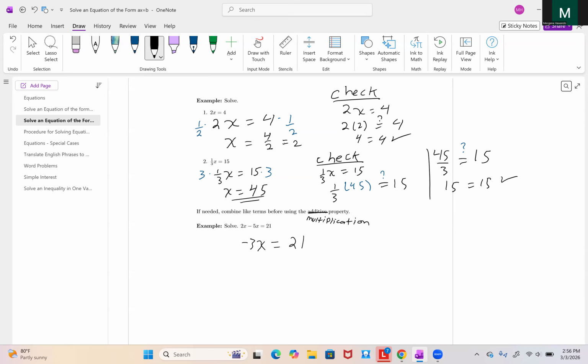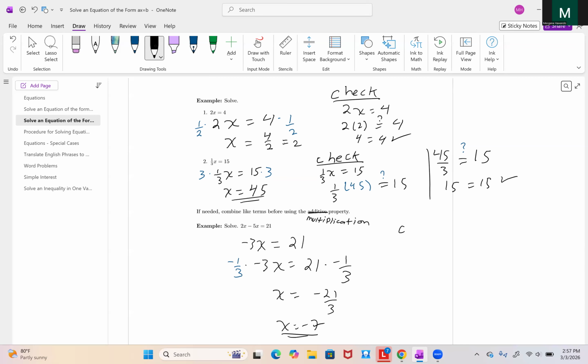So using the multiplication property, or the multiplication principle, we multiply both sides of the equal sign by the multiplicative inverse of -3. The multiplicative inverse of -3 is -1 over 3. So -1 over 3 times -3x is equal to 21 times -1 over 3. So this product is 1. 1 times x is equal to 21 times -1 over 3, which is -21 over 3. So x is equal to -7.